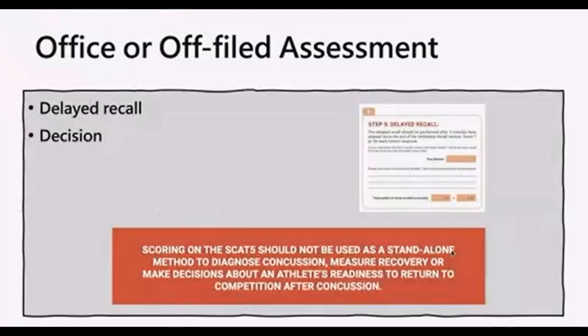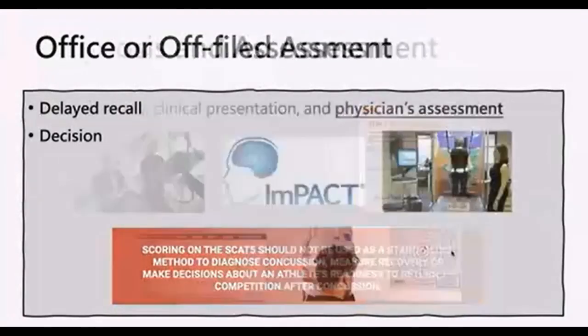But be careful, scoring of the SCAT-5 should not be used as a standalone method. So again, the diagnosis of concussion should be based on your clinical expertise, and SCAT-5 is only an assessment tool. And once you have the diagnosis of a concussion, remember, it is prohibited for the athlete to go back on court on the same day.